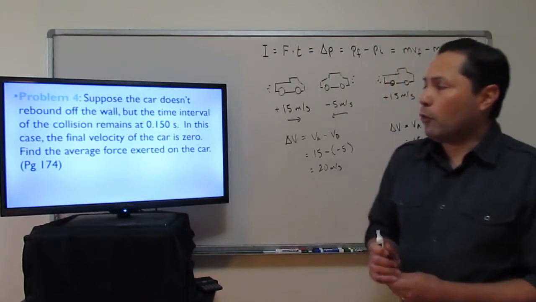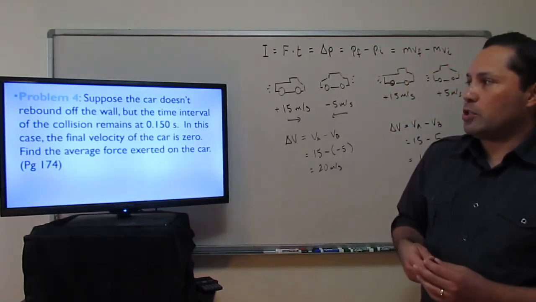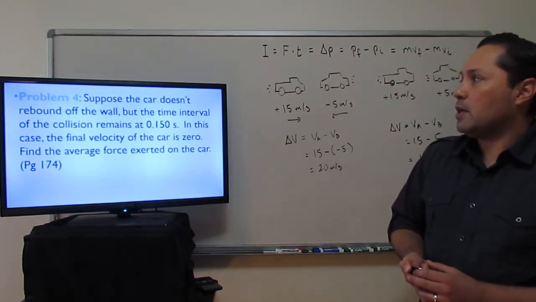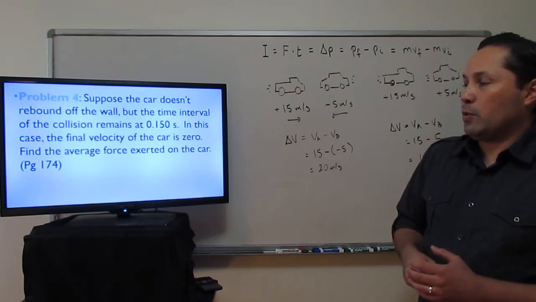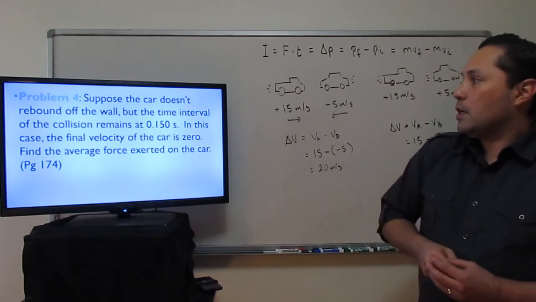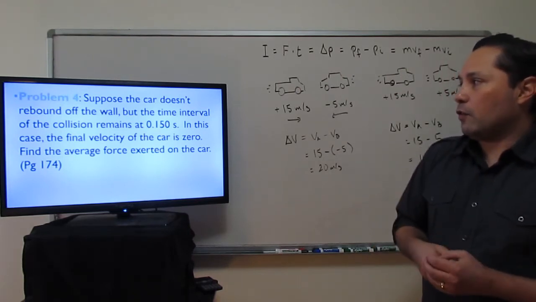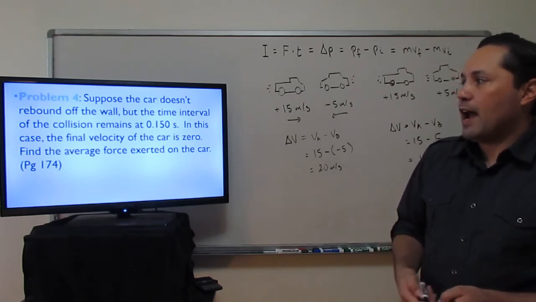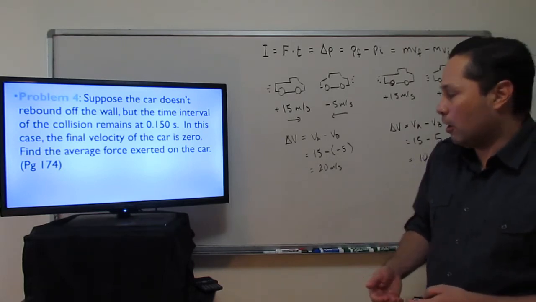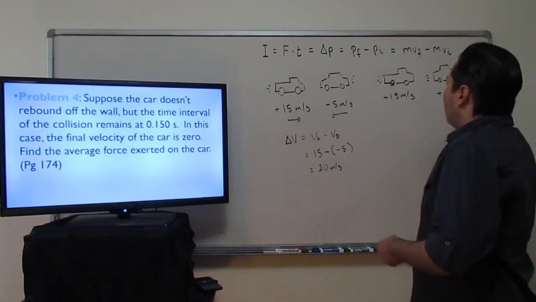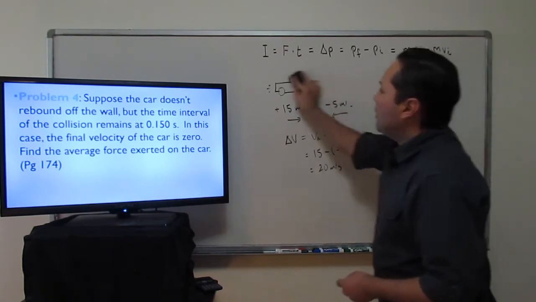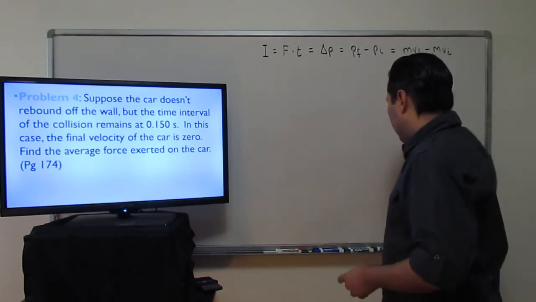In example 4, they ask you, suppose the car doesn't rebound off the wall, but the time interval of the collision remains the same at 0.15. In this case, the final velocity of the car is 0. Find the average force exerted on the car. All right, so let's go ahead and solve that problem. So it piggybacks on the first example that we did.